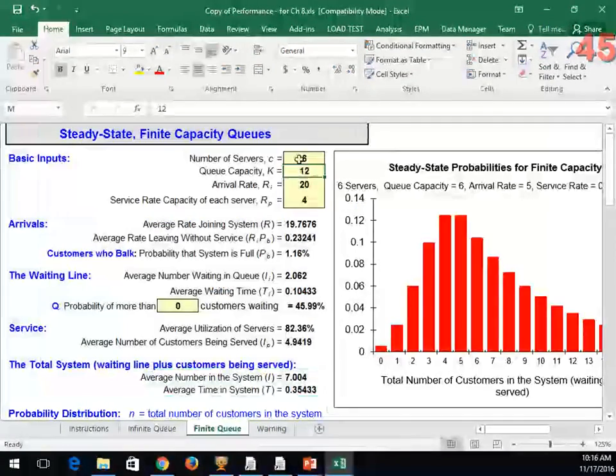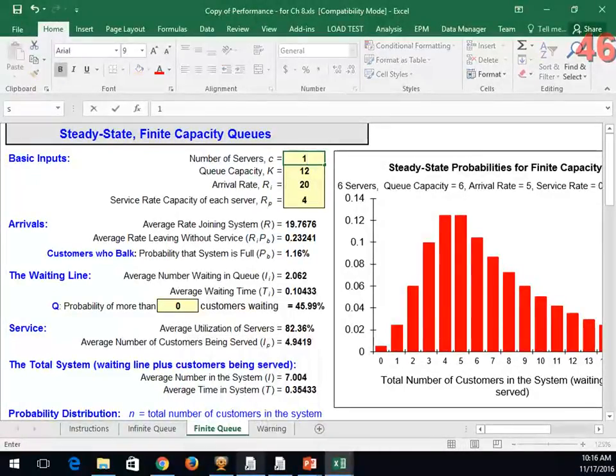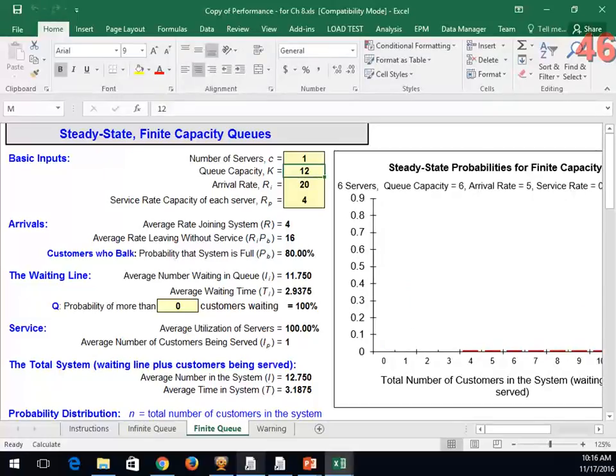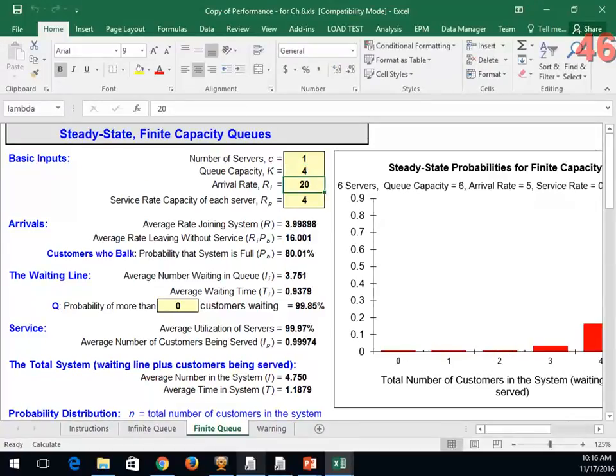Now I have 4 things that I have to input. I have to input how many servers, right? We said that we had 1 server, right? And I have to input K, and K represents your queue capacity. So if I have 5 lines available and 1 of them is being processed, what's my queue capacity? 4. Right? So basically you're taking how many lines you have available and subtracting how many servers. So in this case I'm going to put 4, right?